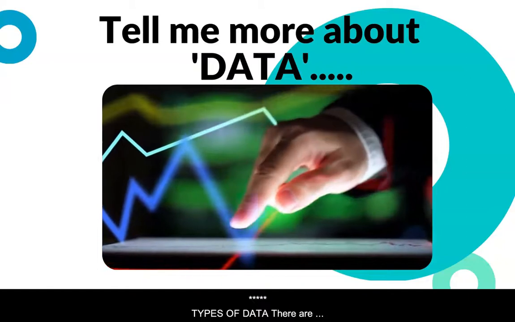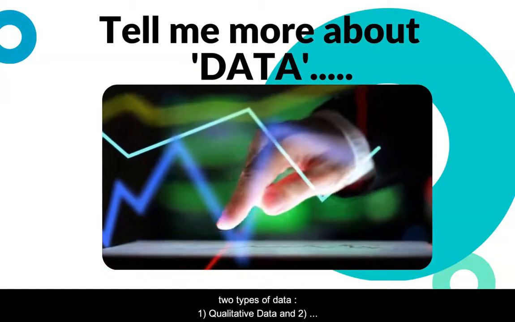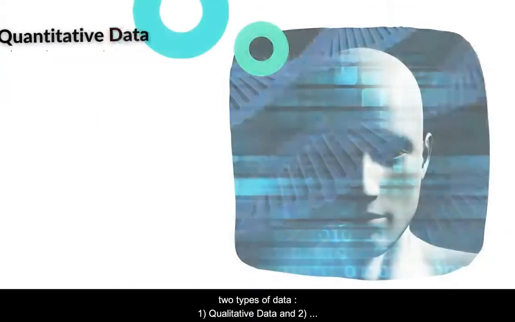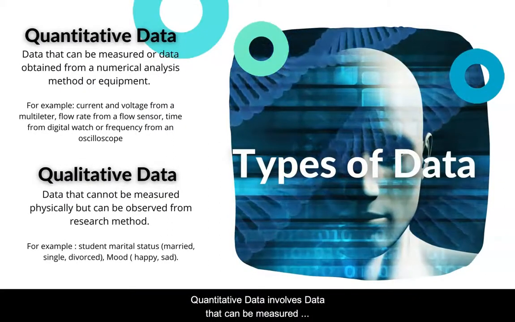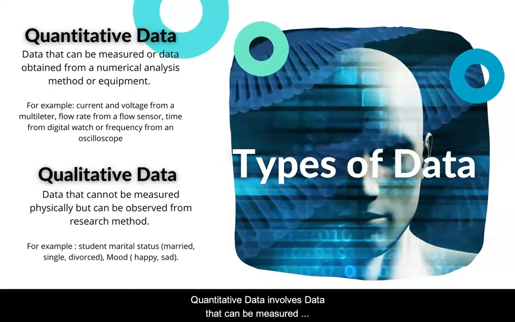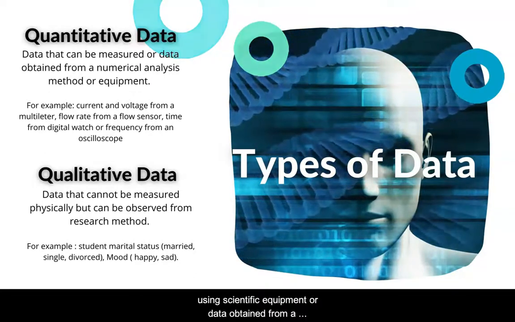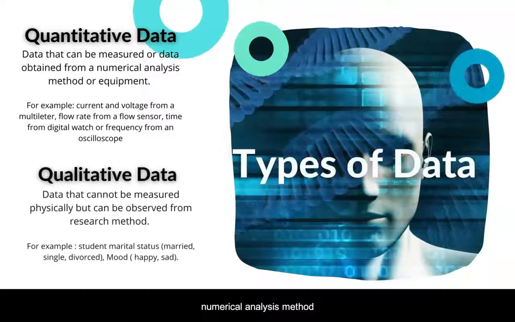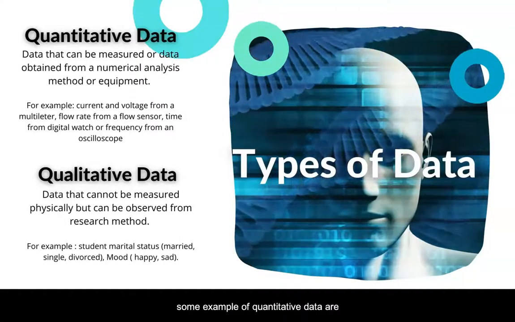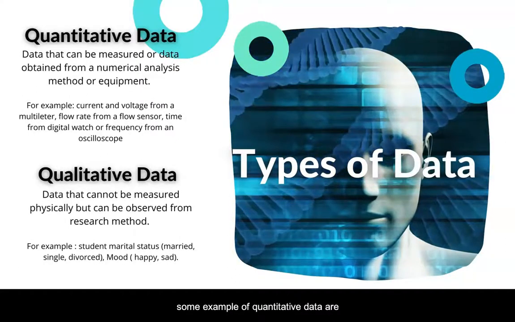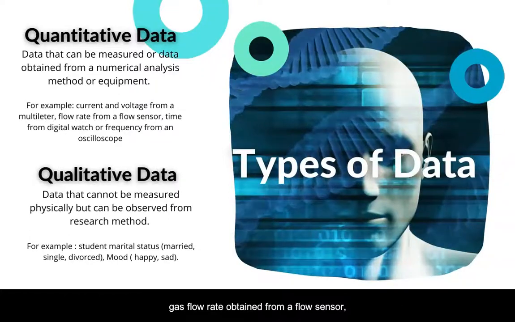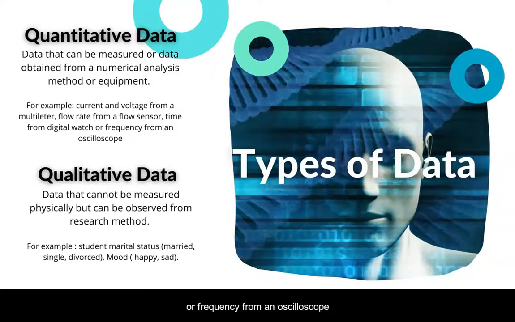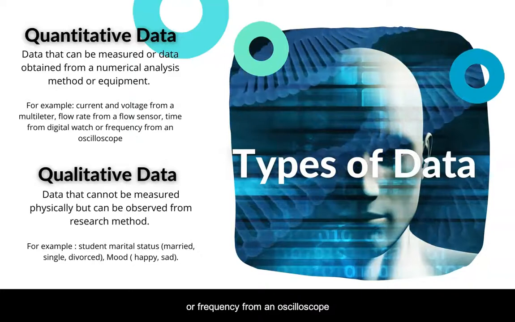In general, there are two types of data. First, the qualitative data, and second, the quantitative data. The quantitative data involves data that are measured using scientific equipment or data obtained from a numerical analysis method. Some examples of quantitative data are current and voltage measured from a multimeter, gas flow rate obtained from a flow sensor, or frequency obtained from an oscilloscope.